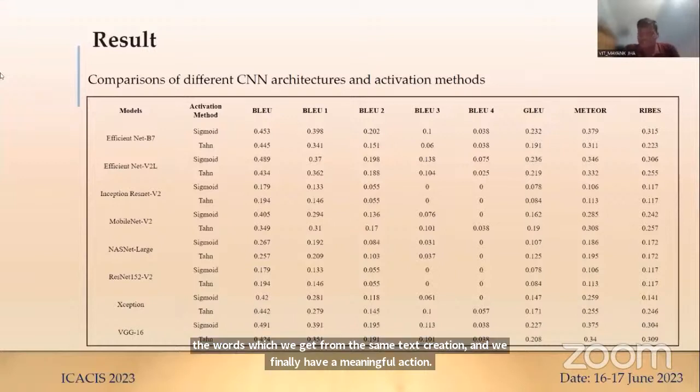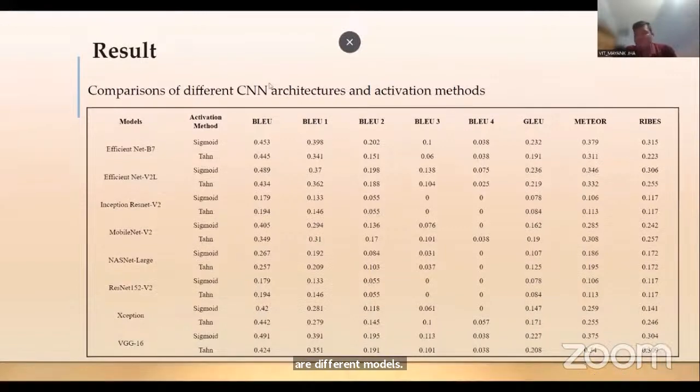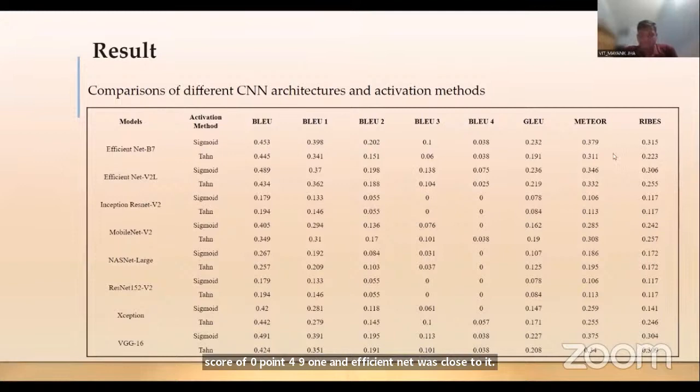So here are the evaluation metrics. The first one is BLEU, the second one is BLEU, the third one is METEOR, and the fourth one is ROUGE. There are several models of the CNN architecture, and the activation functions which we have used were sigmoid and tanh. In this, VGG16 was the best with a BLEU score of 0.491, and EfficientNet was close to it.